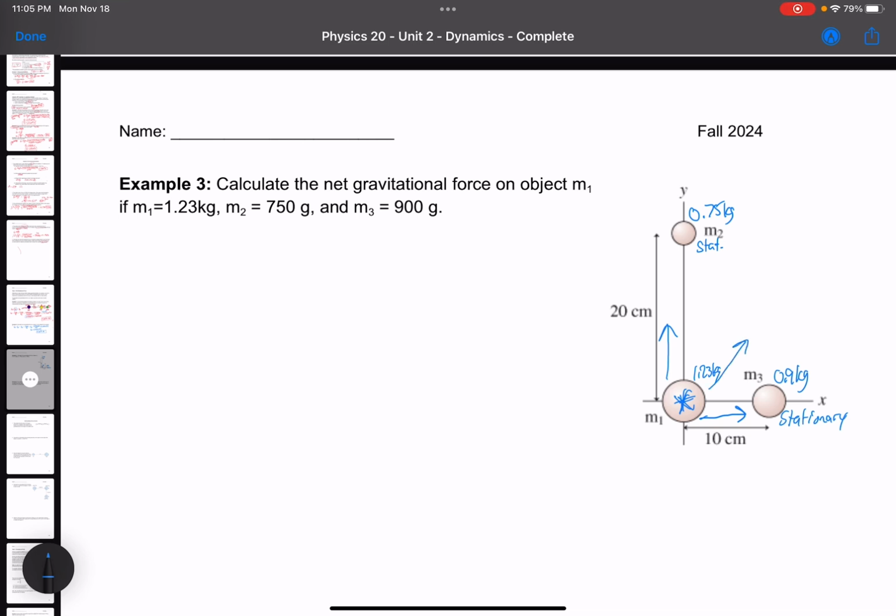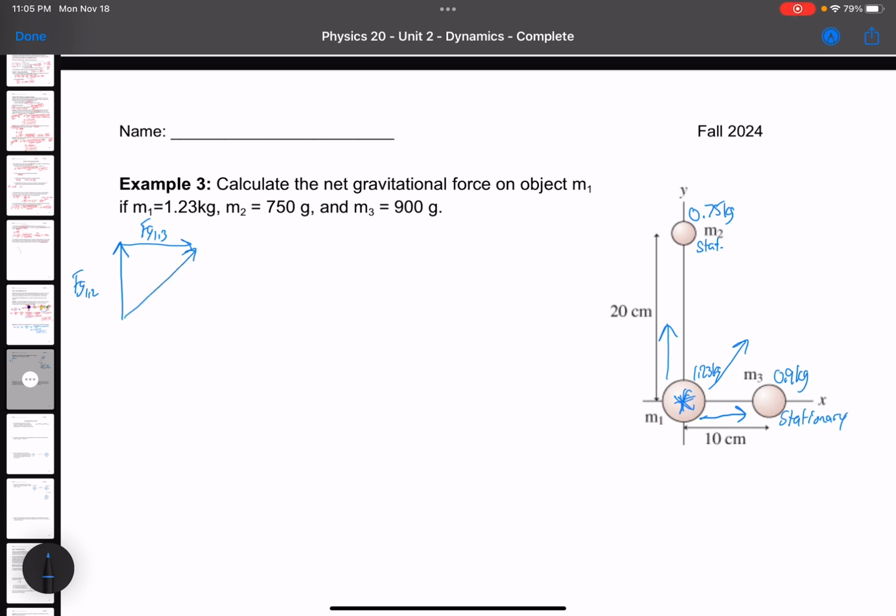Okay, now to sort this out and figure this out, we're going to use vector addition just like we did before. So I'm going to draw a quick vector diagram, and then I'll go into some of the calculations. So there's going to be an upward force, force of gravity between objects 1 and 2. And then there's going to be a pull to the right because of the force of gravity between objects 1 and 3.